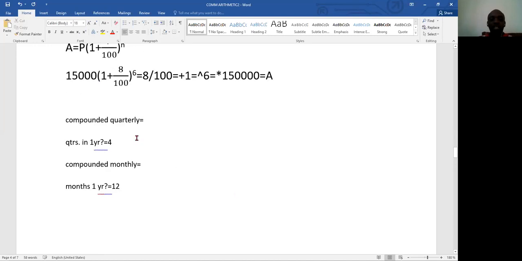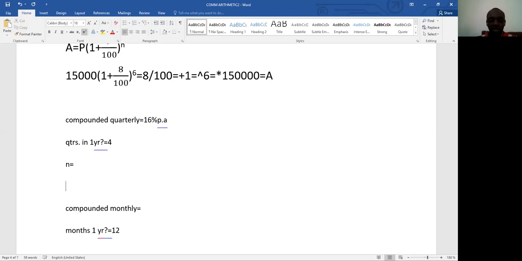Okay, let me come to quarterly. So quarterly, what is going to happen? Quarterly means in 1 year there are 4 quarters, so it is divided by 4. If the same 15,000 was compounded quarterly, and the rate was 16% per annum, compounded quarterly, we ask ourselves, what is going to be the N? And what is going to be the T?